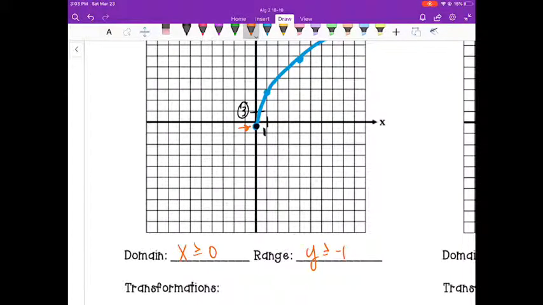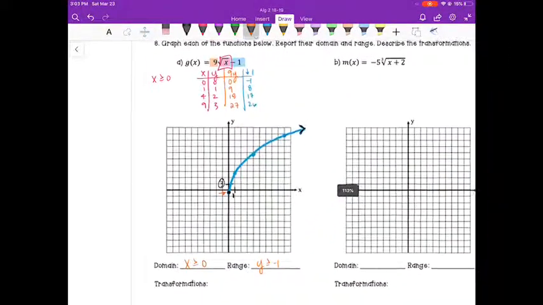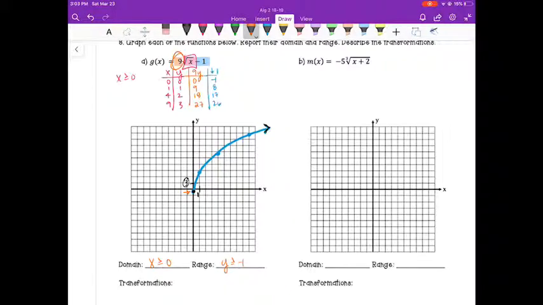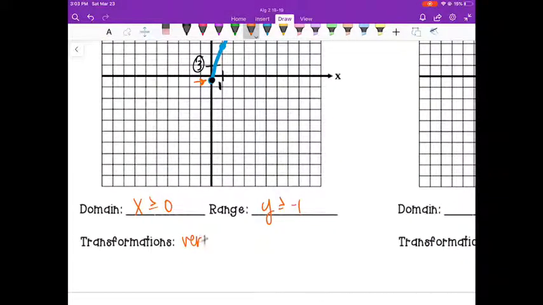Our transformations that happen to our graph, well, we had that 9 out front, so that's a vertical stretch by a factor of 9. And then that -1 is a vertical shift down 1. And there we have it.